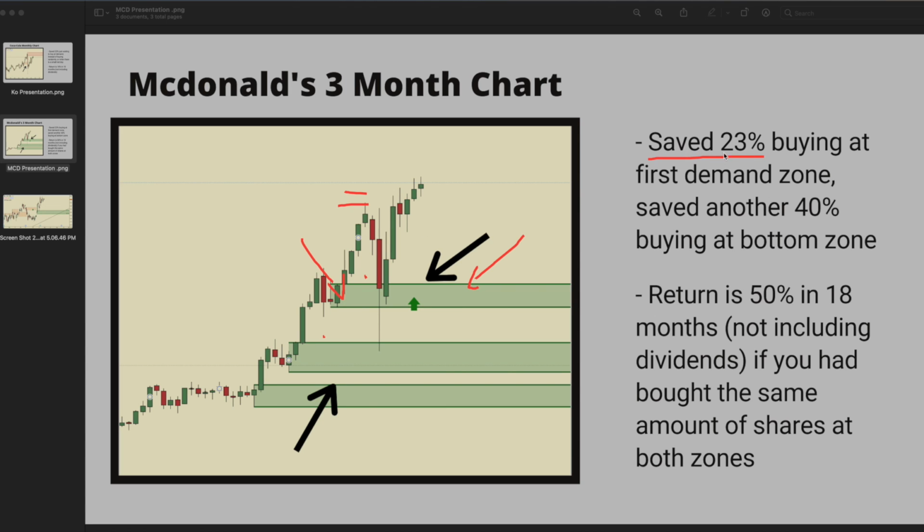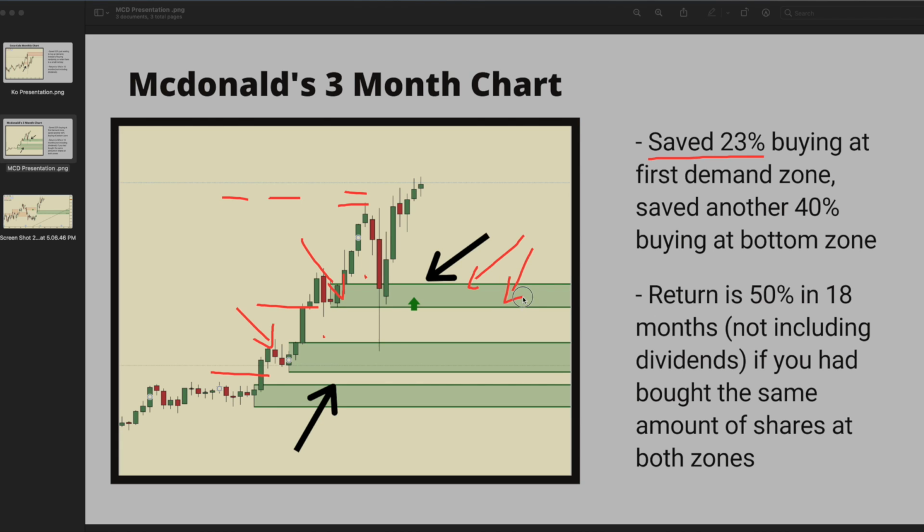So as you can see, we saved 23% by buying at the first demand zone, and then we saved another 40% by buying at this bottom one here. So basically from here to here we saved 20%, and then from here to here, that's 40%. And then the return is 50% in 18 months, not including dividends either. And that's if you had bought the same amount of shares at both zones.